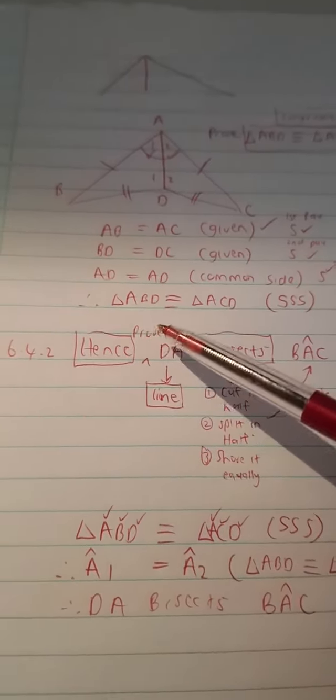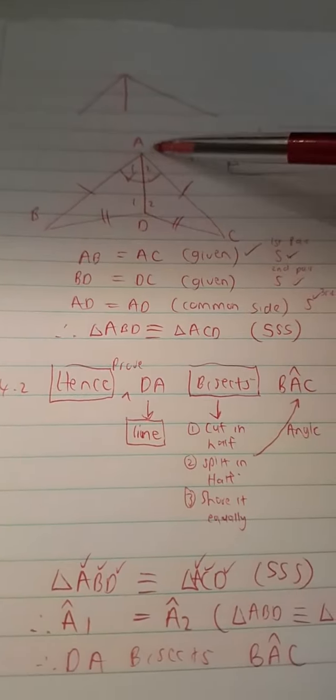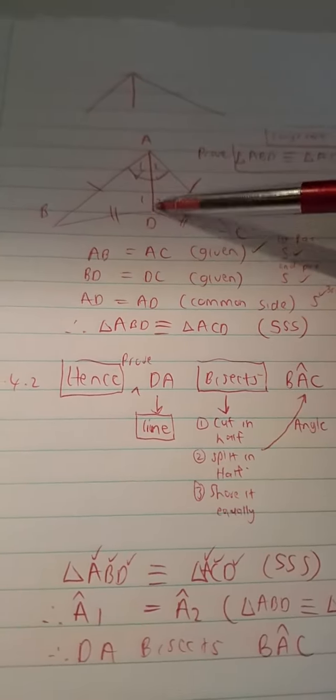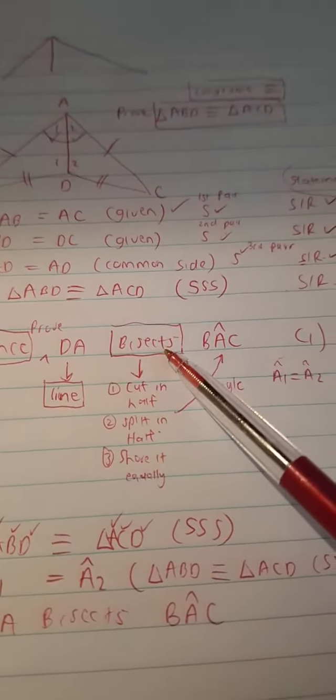Okay. Hence prove that DA, what is DA? DA is the line, this one. That common side for the two triangles is DA. They are saying hence prove that DA bisects. What does the word bisect mean?